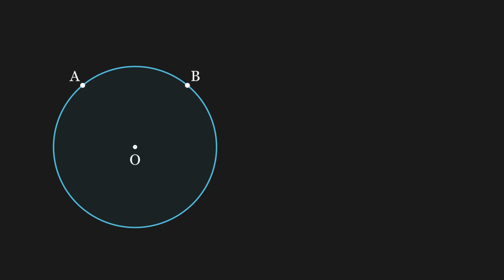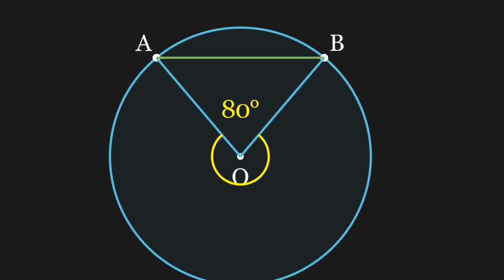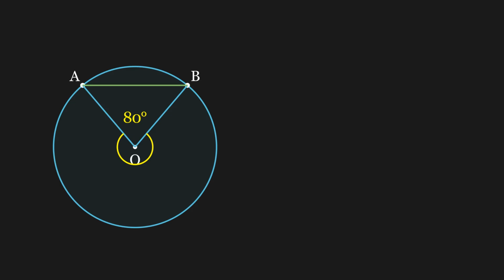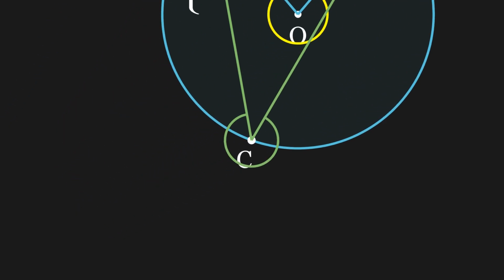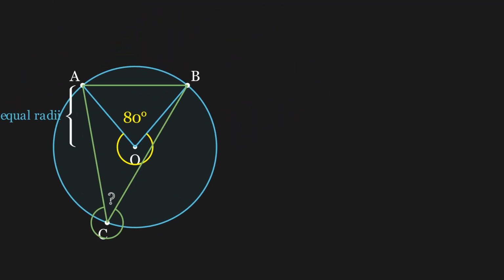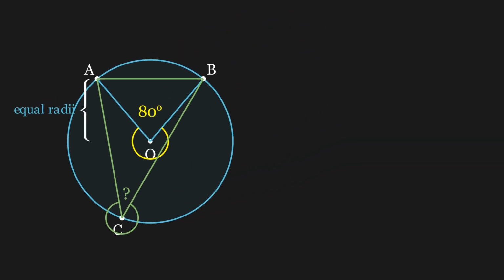Now let's build our example. Mark 2 points, A and B, on the circle, and draw the radii OA and OB plus the chord AB. Let's say the angle at the center, angle AOB, measures 80 degrees. Next, pick a third point, C, way over on the far arc, the major arc, and draw lines from C to A and from C to B. This creates angle ACB, an inscribed angle sitting on the same arc as our central angle.